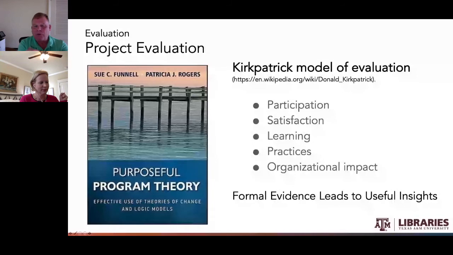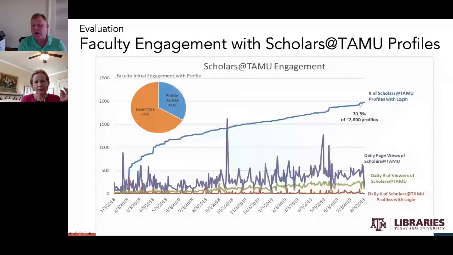So the first data that we started collecting is how many faculty logged into the system and updated their profile. And I'm pretty excited to report that we are above 80% of all faculty at Texas A&M have updated their profile. We have found wide buy-in across A&M for Scholars at Texas A&M, so that it has become integrated with their workflows and their use.